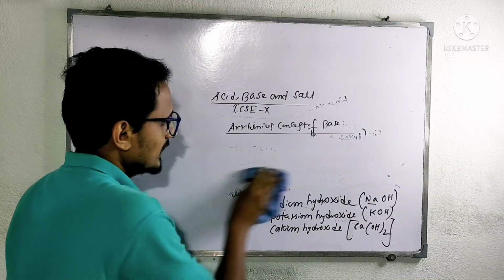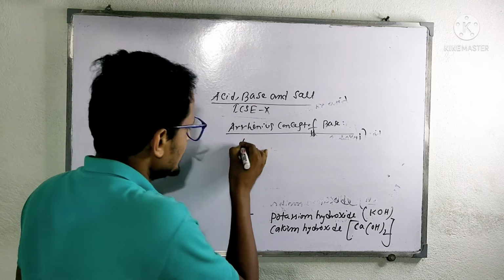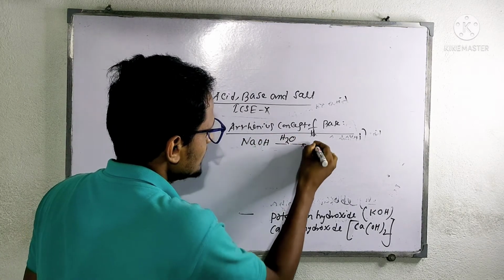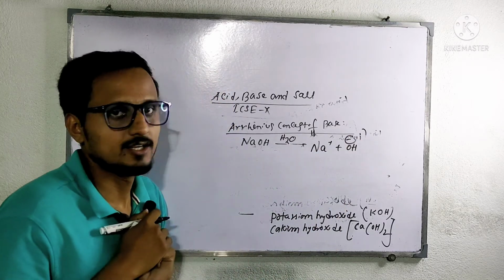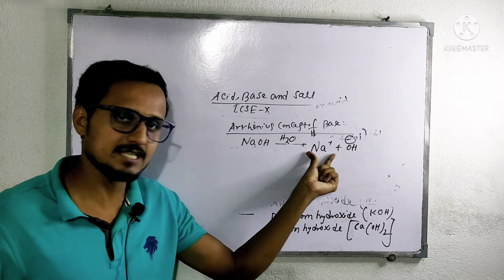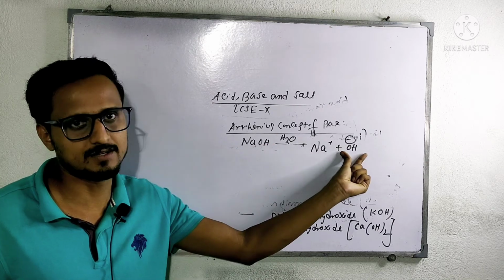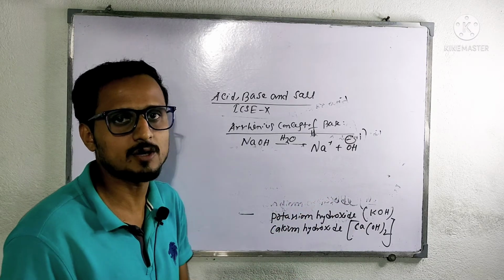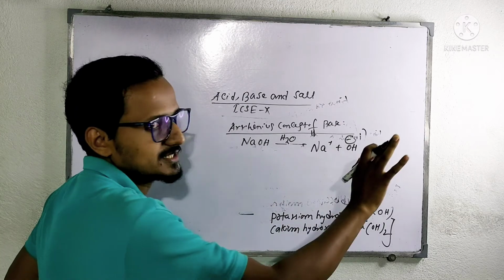Now let's see the ionization form of these bases. Say NaOH. NaOH in aqueous solution will dissociate to form Na plus and OH minus ions. This metal, as it is electropositive, will form a positive ion, and this oxygen is electronegative, so it will form a negative ion. As it is forming OH minus, according to the concept of Arrhenius, it is a base. So this is the dissociation of sodium hydroxide.